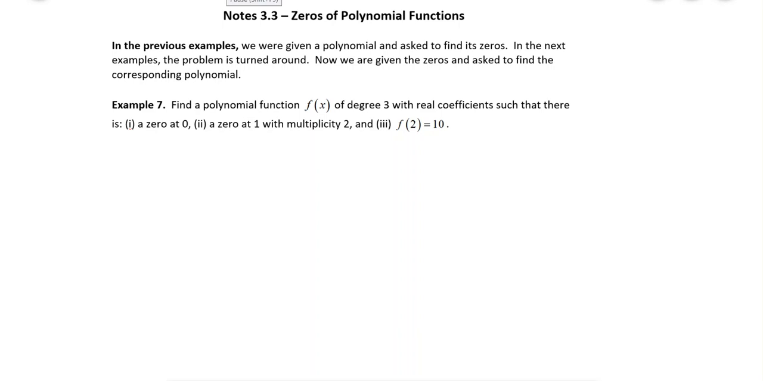Okay, we're in section 3.3. We have been finding the zeros of polynomials, and in the next couple examples we're going to turn the problem around, and this time we'll be given the zeros and we'll ask to find a polynomial function that has those zeros, that meets those conditions.